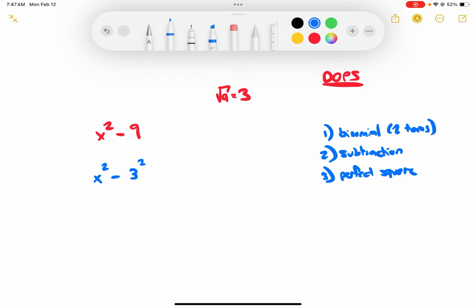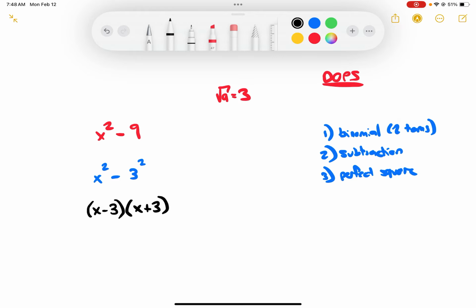So I took the square root of 9, and it got me 3, so I know that I can rewrite 9 as 3 squared. And when you cover up the squares with your hand, or you just look at the bases, right, what you see is x minus 3. So I'm going to write x minus 3, and then I pair it up with its best friend, x plus 3, and that would be factoring with DOPS.